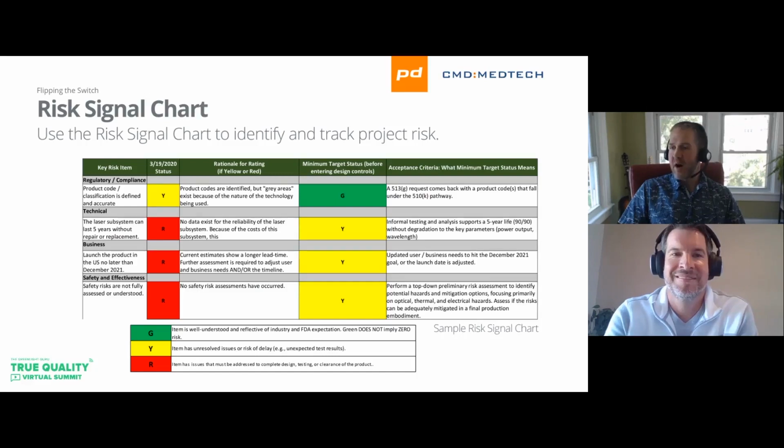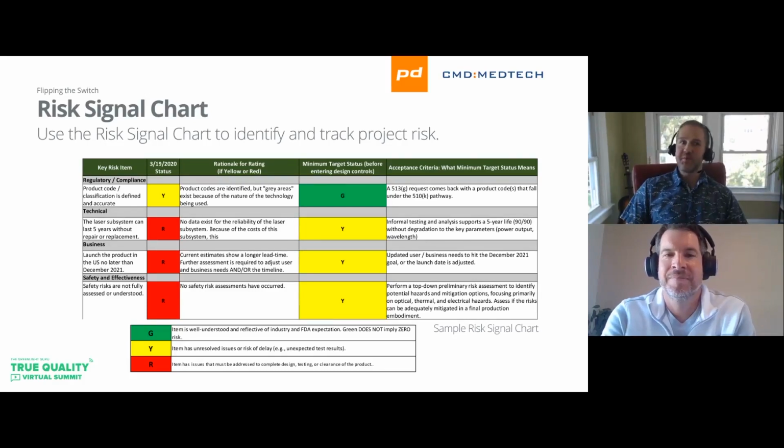And I want to start out with the risk signal chart. This is by far my favorite early development tool. This is a tool I've been using for probably 10 years or so. At its core, it's a really simple tool. Here's how it works. We list the risks that we identify on the left column, and then we categorize them into some different categories, which I'll talk about in a minute.